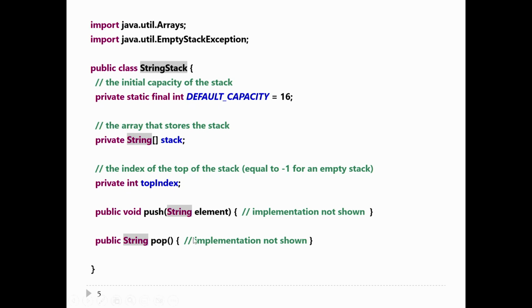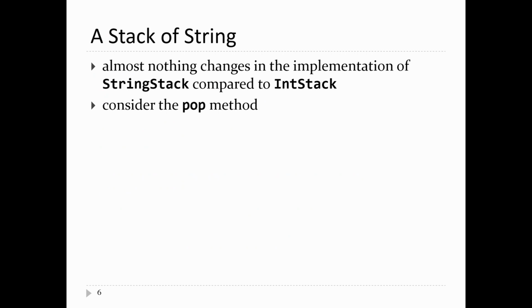So copy the code from int stack, change the name of the class. Now I need an array of string because it's a stack of strings. So push has to change. It now takes in a string as an element, and pop returns a string when you pop the stack. That doesn't look too bad. The changes look pretty small. And in fact, that is exactly the case.